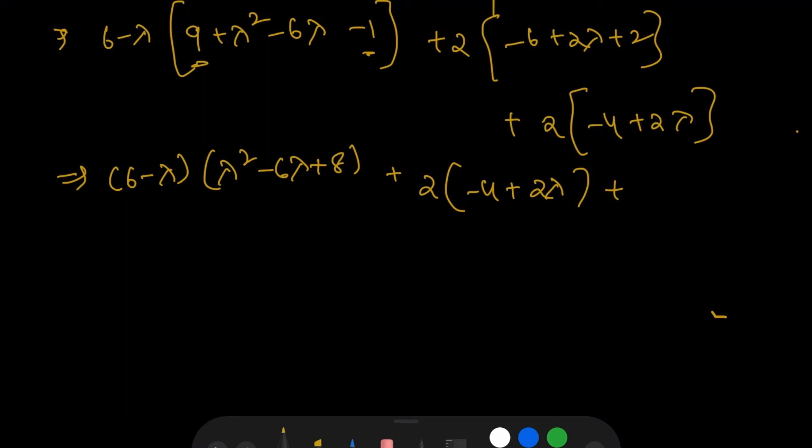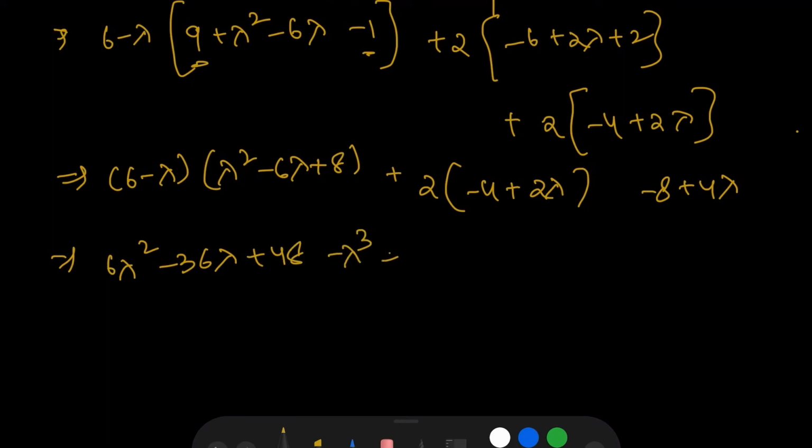And this can be written in the same way, so we will directly multiply this. So minus 2 into 4 is minus 8, right? And 2 into 2 lambda is 4 lambda, right? So now we'll multiply with 6 minus lambda inside, so 6 lambda square minus 36 lambda, 8 times 6 is 48, now minus lambda cube plus 6 lambda square minus 8 lambda, now with this one, minus 8 plus 4 lambda, right?